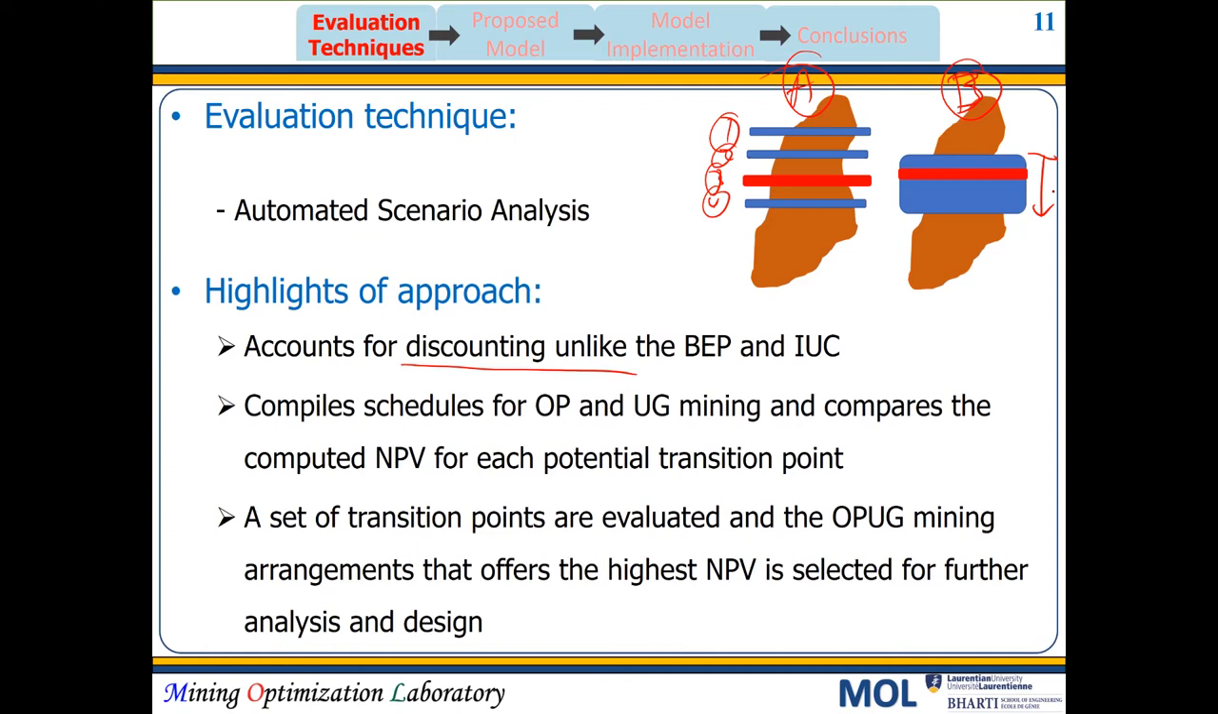Now, a set of transition points are evaluated, and the open pit underground arrangement that offers the highest NPV is selected for further analysis and design. So basically, that is it for the automated scenario analysis. Okay, so those are the first three primary or fundamental techniques in the open pit underground transition optimization studies.